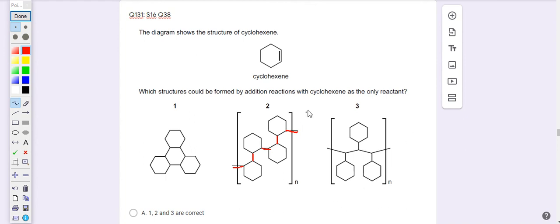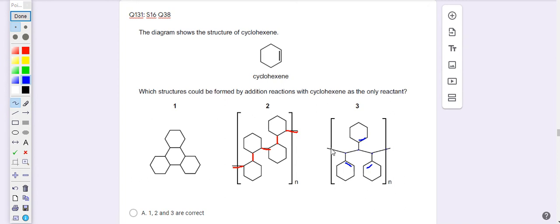Now let's look at the third one. If initially the double bond is here, then they all should be joined together and shouldn't be like this. You see now they have an extra carbon in the middle, but here you do not have. The double bond is actually in the ring. So if they want to join together, there shouldn't be any extra carbon like this.